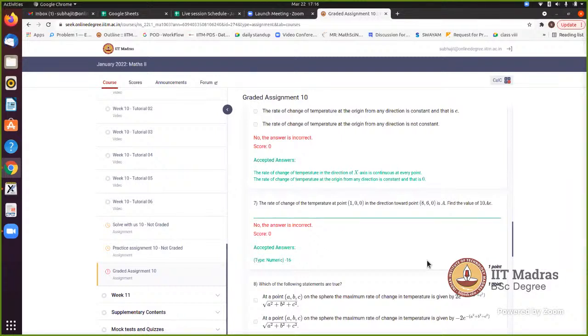Yeah, I'll check. You have to calculate the directional derivative, right, at that point. Yeah, I'll check the solution. So this is calculation. I mean, conceptually there is no issue there, right? Yeah. You know what you have to do. Yeah. We'll check the solution.